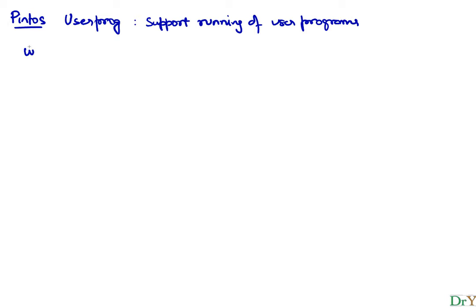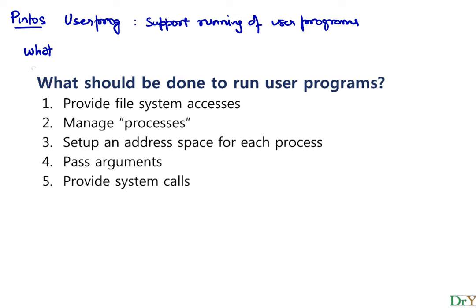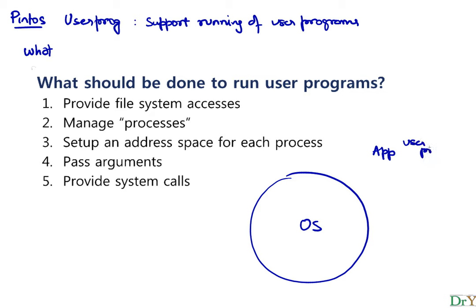So what does it take to support user programs? In a nutshell, the steps that we need to do to make user programs possible are, first, we have to provide, this is not the exact order, file system access. So we have our operating system and we have application programs. These are user programs. Their primary job is to accomplish whatever they do, let's say they access some files, manipulate some, create other child processes, print something onto the screen.